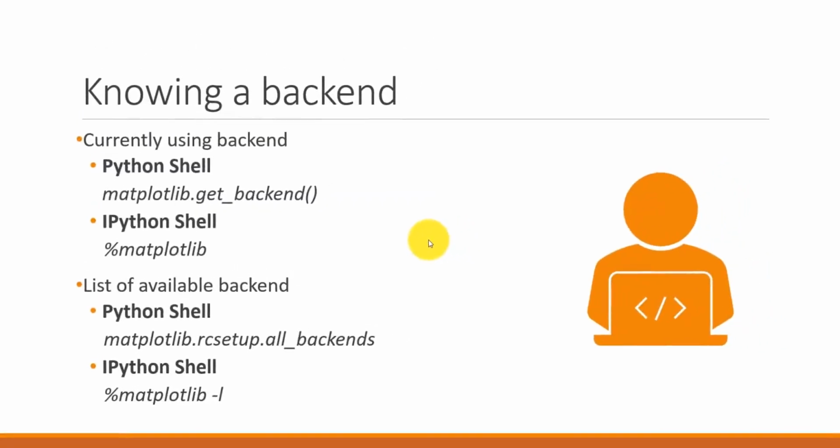In addition to this, IPython and Python provide a list of the various backends which are available in Matplotlib. To obtain the list in the Python shell, the command is matplotlib.rcsetup.all_backends, and for the IPython shell, the command is %matplotlib -l. So now I show you the execution.